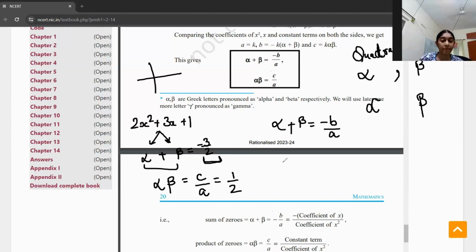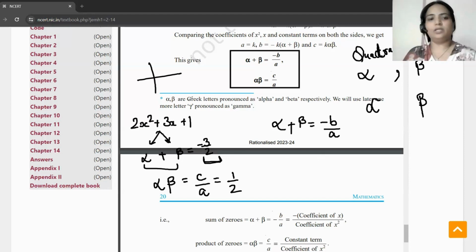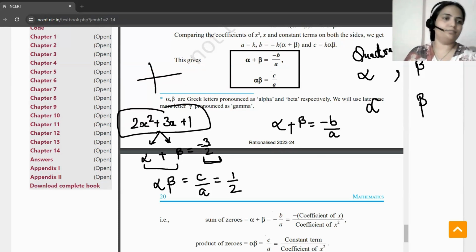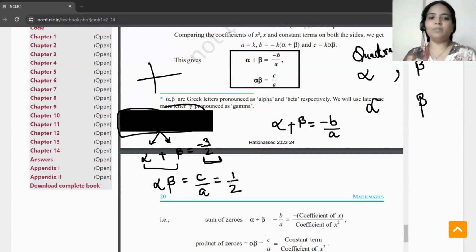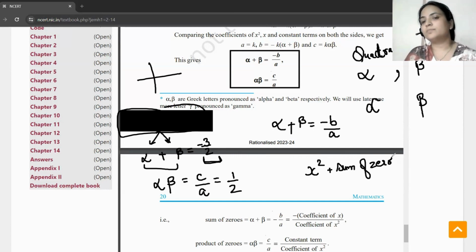Yes ma'am. Now this equation you don't know, you don't know this quadratic equation. You only know the sum of zeros and the product of zeros, you only know these two things. So how would you make the equation? You will write this as x square, and then you will write plus sum of zeros, and then you will write plus product of zeros.